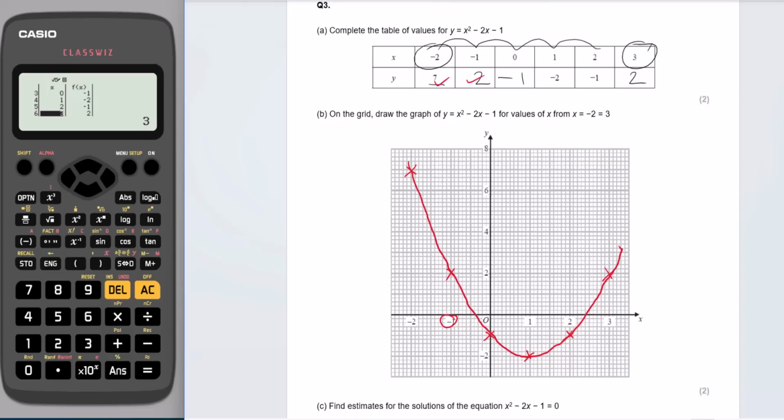Okay, much quicker using the calculator hack. So always make sure you use the calculator hack, the tables option on the calculator, so that you can do it very quickly.